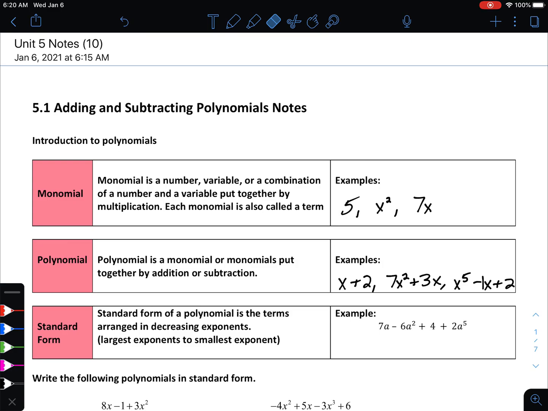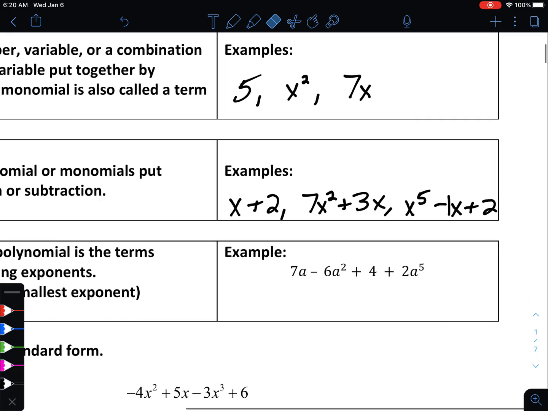Now, when we write polynomials, we usually do it in what's called standard form. So standard form of a polynomial is where you write the terms by decreasing exponents. What that means is that you're going to start with your largest exponent and go down to your smallest exponent. So to see an example of this, let's say you had this polynomial right here, 7a minus 6a squared plus 4 plus 2a to the 5th. And we want to write this in standard form.